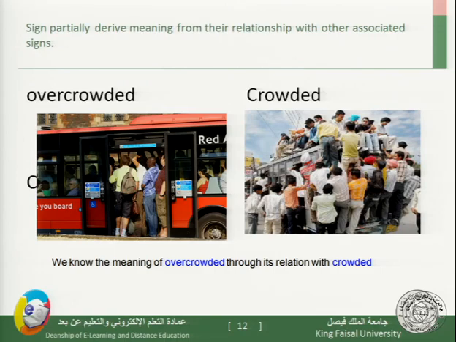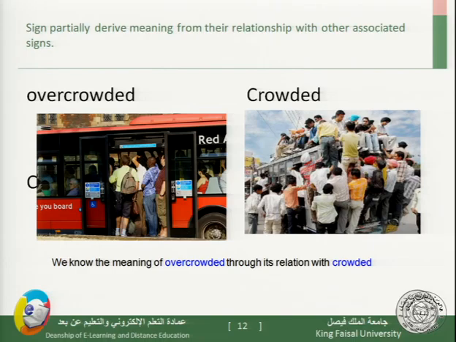Now, according to de Saussure's theory of language, signs partially derive meaning from their relationship with other associated signs. The process that the mind does, the association between the signifier and the signified, is called sign. According to this theory, signs are understood through association, by associating them with other similar signs. Now, if you look at these images, I have two images. The first one shows a bus which is crowded and another which is overcrowded. I mean, the number of people boarding the bus is a great number.